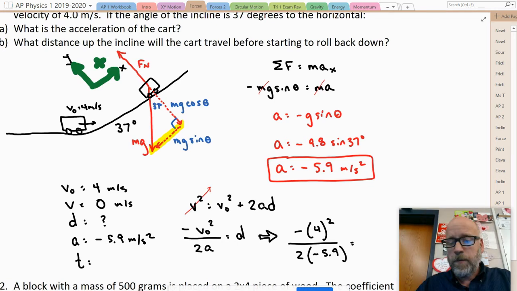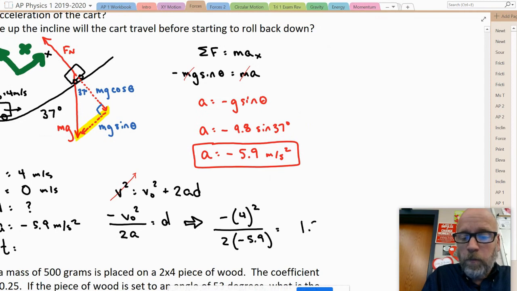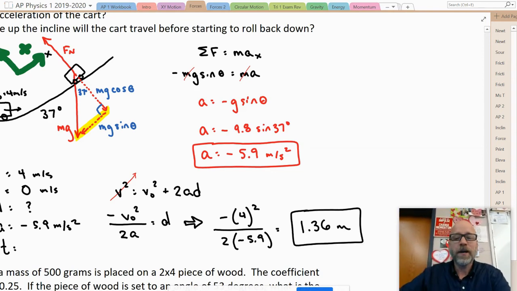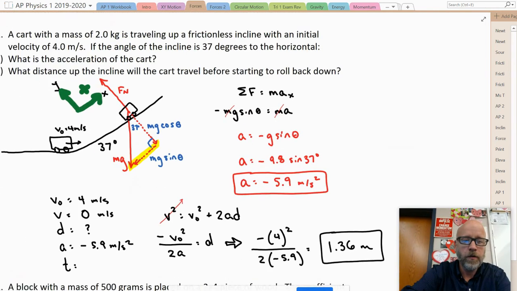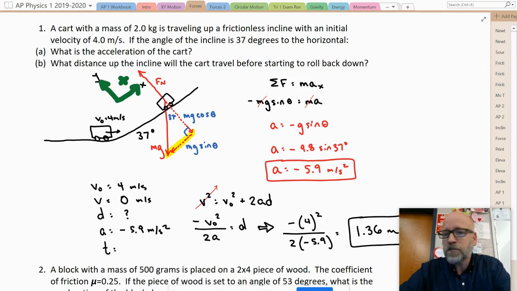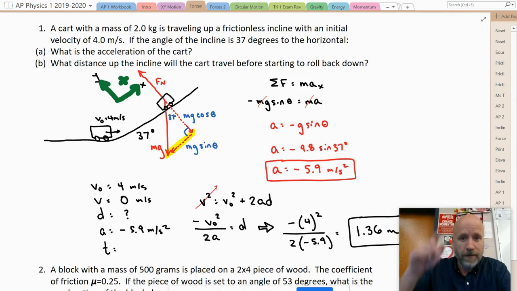Anybody else get approximately 1.36 meters? Yeah? Good. Let's just back up for just a second. It's an inclined plane problem combined with a terrific trio. Is that legal? Heck yeah! The whole point of finding acceleration is to describe the motion. And how do we describe the motion? Terrific trio formulas. Ba-bang. Let's look at the next one.